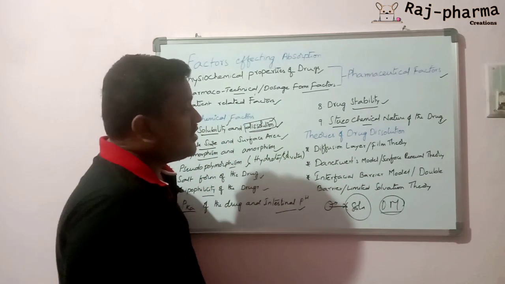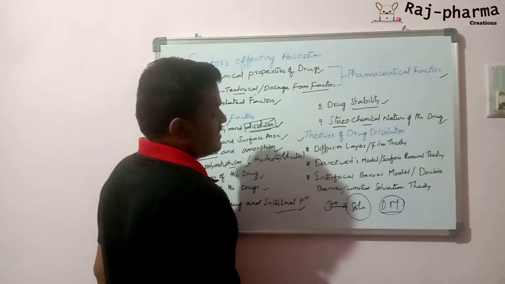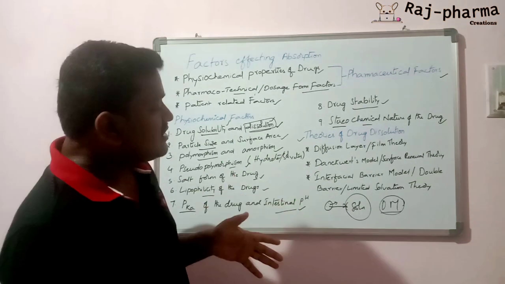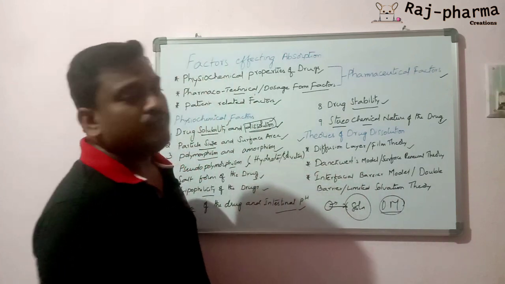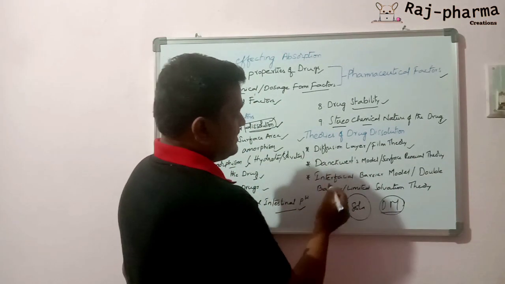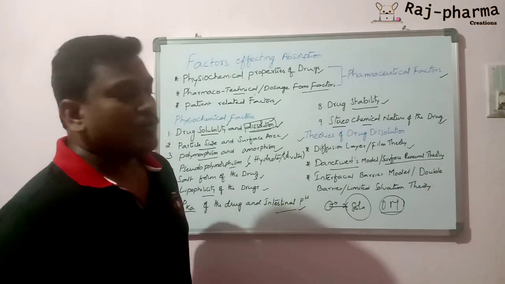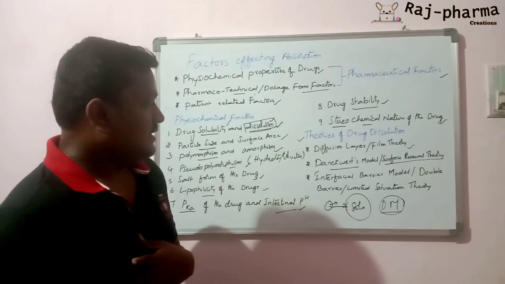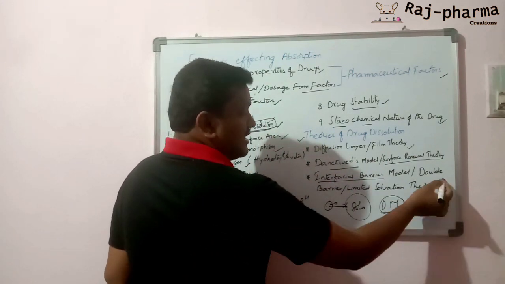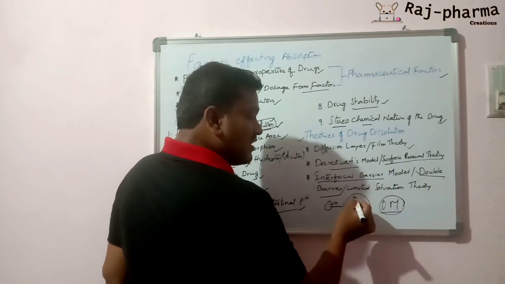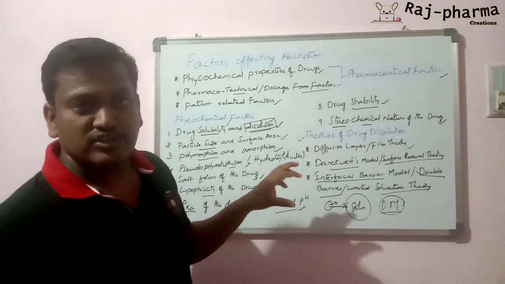For this process we have to know the different theories, called theories of dissolution. Theories of dissolution are of three types. One is the diffusion layer theory, or we can call it the film theory. The second one is the Danckwerts model or surface renewal theory. The last one is the interfacial barrier model, which we can call the double barrier model or limited solvation theory. So there are three types of dissolution theories.